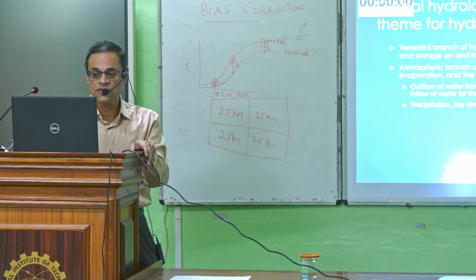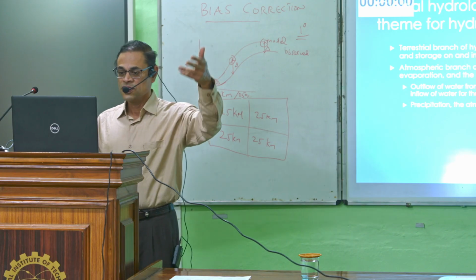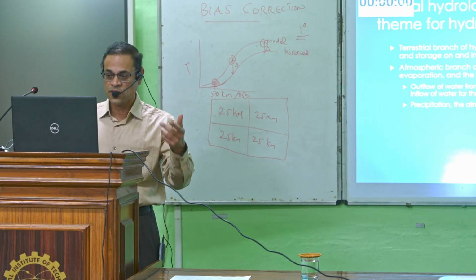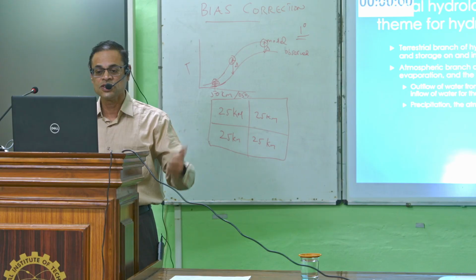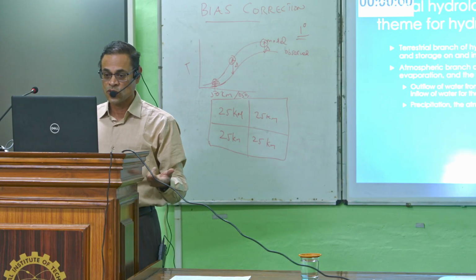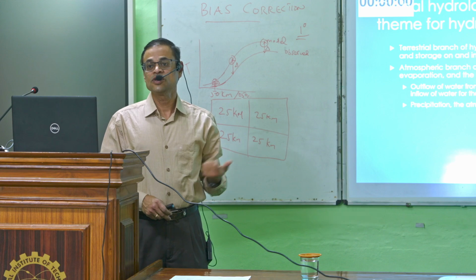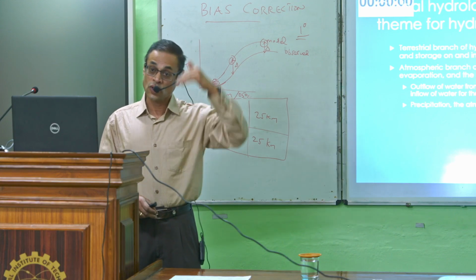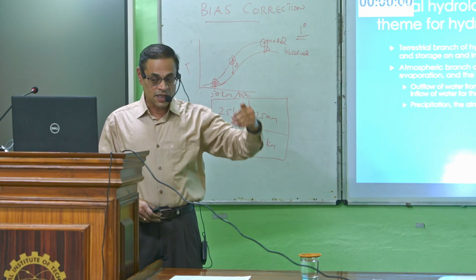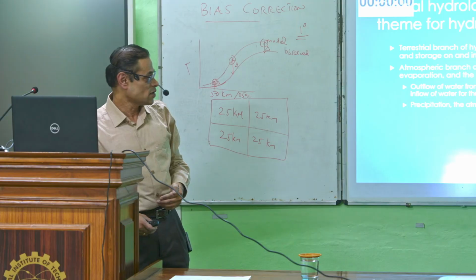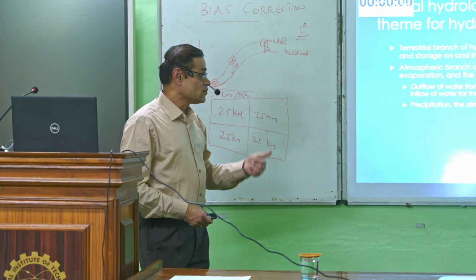The terrestrial branch of the hydrologic cycle consists of inflow, outflow, and storage. The atmospheric branch also has the same: precipitation, evaporation, and atmospheric transport of water. Like I said before, outflow of water from Earth is primarily through ET. 60 to 70% goes to the atmosphere, but precipitation, the atmospheric output, is a gain for the terrestrial branch.